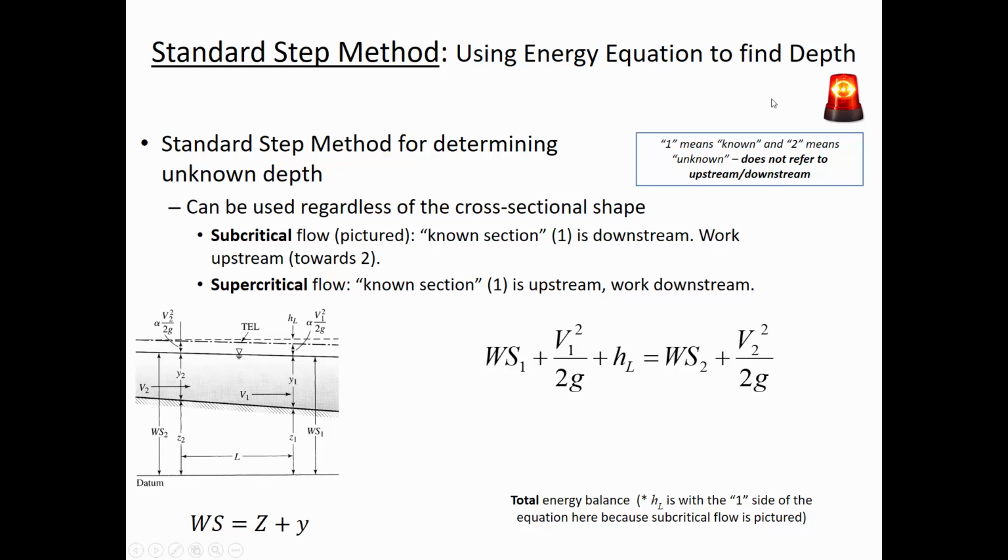Here, location 2 is upstream, location 1 is downstream. And I give you this little warning here that 1 and 2 refer to known and unknown when you're using the standard step method. When we use just the general version of the energy equation, we usually assume that 1 is the upstream location and 2 is the downstream location. But here, in the standard step method, where we know what the depth is, we say that's location 1, but then location 2 is where we don't know the depth. Most of the time we'll solve the standard step method for subcritical flow conditions, meaning that the water is relatively slow moving, and the example and the homework assignment I have for you is related to subcritical flow.